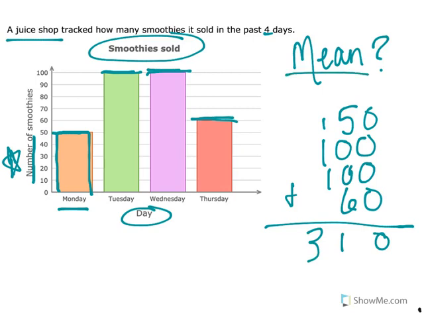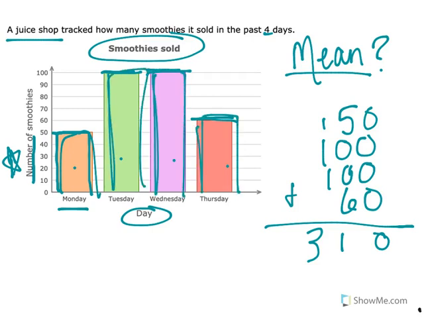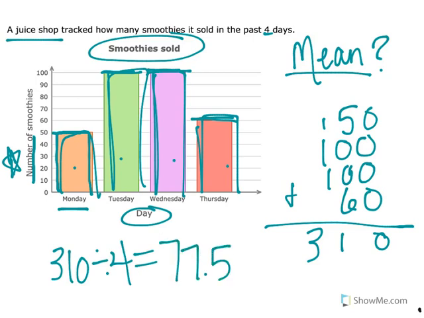But remember, I'm trying to find the mean or the average. So on average, how many smoothies were sold every day? When I add up all of these days and then divide by 4, because there are 4 days that we took data from, I have 310 divided by 4, and I get 77 5/10, or 77.5. So that means on average, the juice shop sold 77.5 smoothies every day.